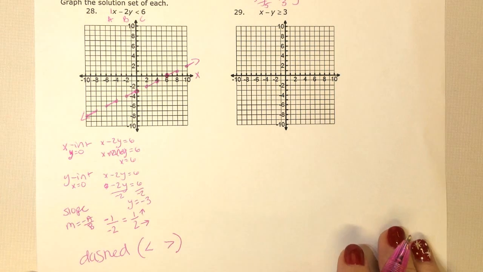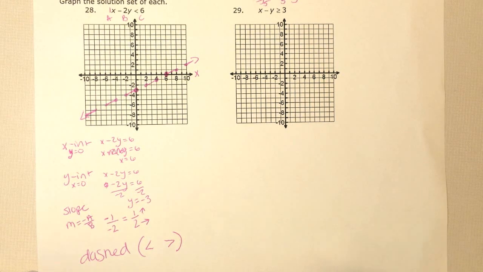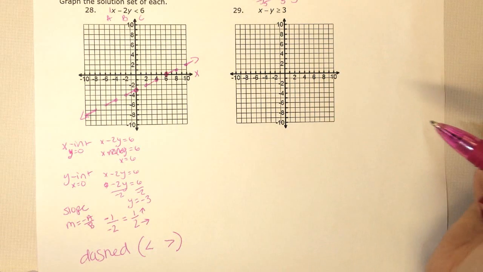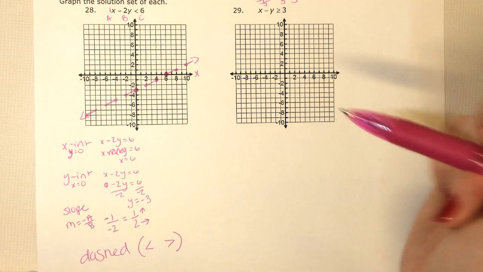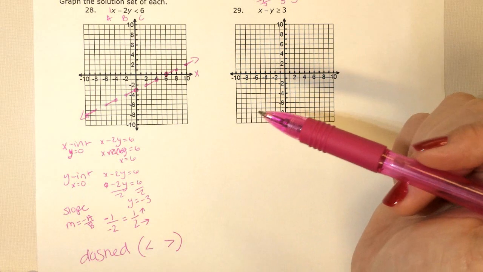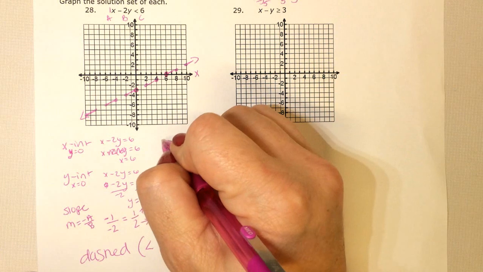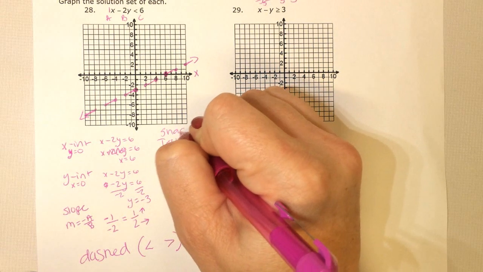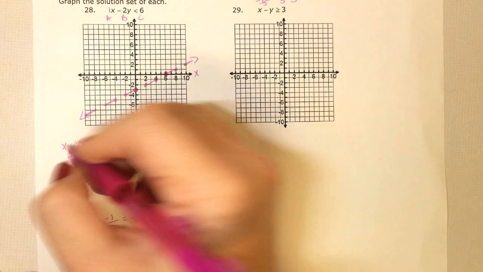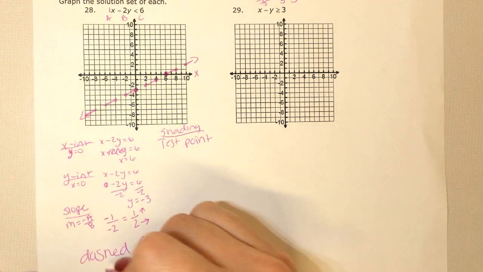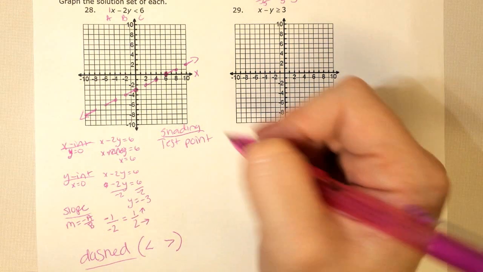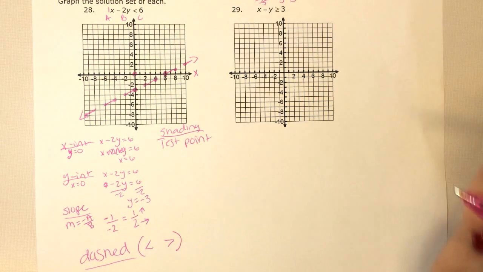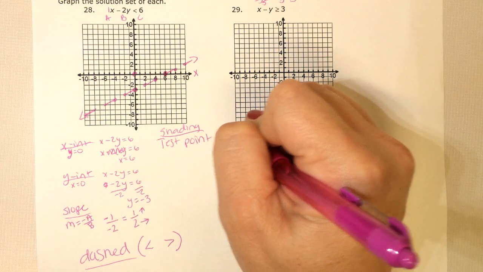And then I have to figure out where to shade. Because it's in standard form, I can't just look at my symbol and say less is below, because it could flip if I multiply or divide by a negative. So I have to test a point. So we had x-intercept, y-intercept, slope, dashed, and shading. The point I'm going to test, well, 0, 0 is not on my graph, so I'm going to use 0, 0 because that's the easiest point to plug in.